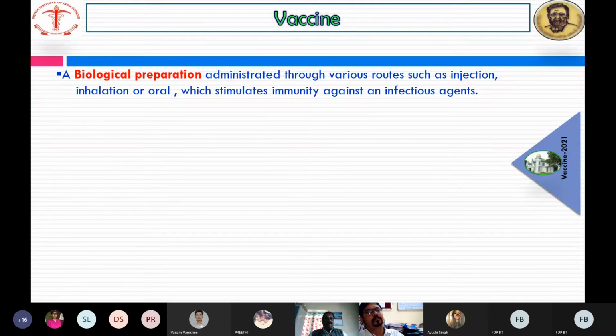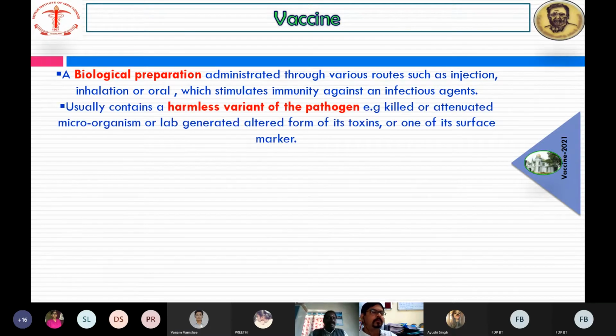So, a vaccine is a biological preparation that can be administered through various routes such as injection, inhalation, or oral, which stimulates immunity against an infectious agent. Whether it is intramuscular injection, mucosal immunization, or oral immunization, it can stimulate immunity. It usually contains a harmless variant of a pathogen, either a killed or attenuated microorganism, or a laboratory-generated altered form of its toxin or one of its structural markers.